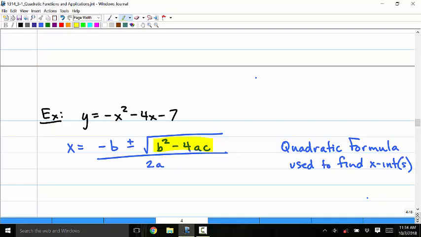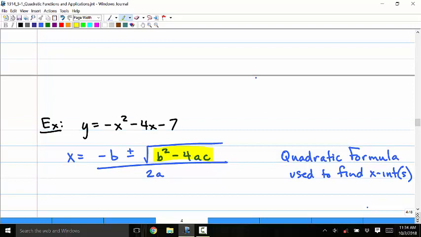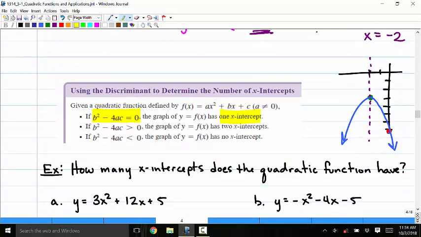Oh, wait a minute. Negative b over 2a. What is that? That's the x value of my vertex. So, if your vertex is on the x-axis, how many x-intercepts will you have? 1. And your discriminant will be equal to 0.